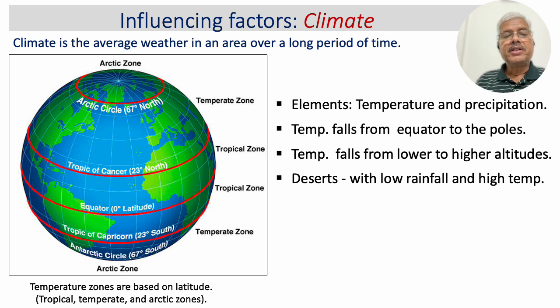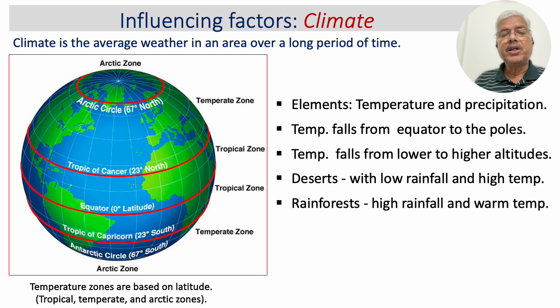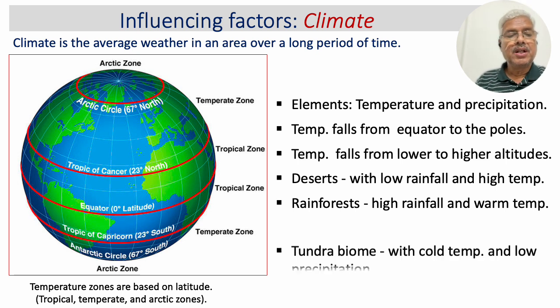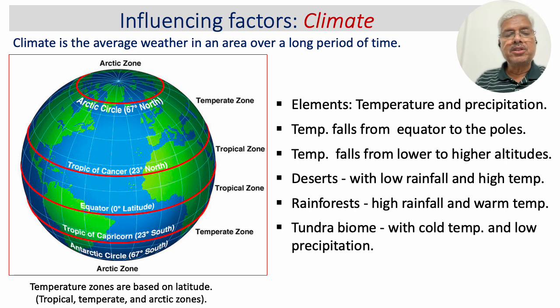However, other factors like altitude may also influence the temperature. The temperature also falls from lower to higher altitudes. For instance, deserts are typically found in the areas with low rainfall and high temperature, while rainforests are found in the regions with high rainfall and warm temperature. The tundra biome is found in areas with cold temperatures and low precipitation. So, the climate determines the types of plants that can grow in a region, which in turn influence the type of animals that can live in that particular region.